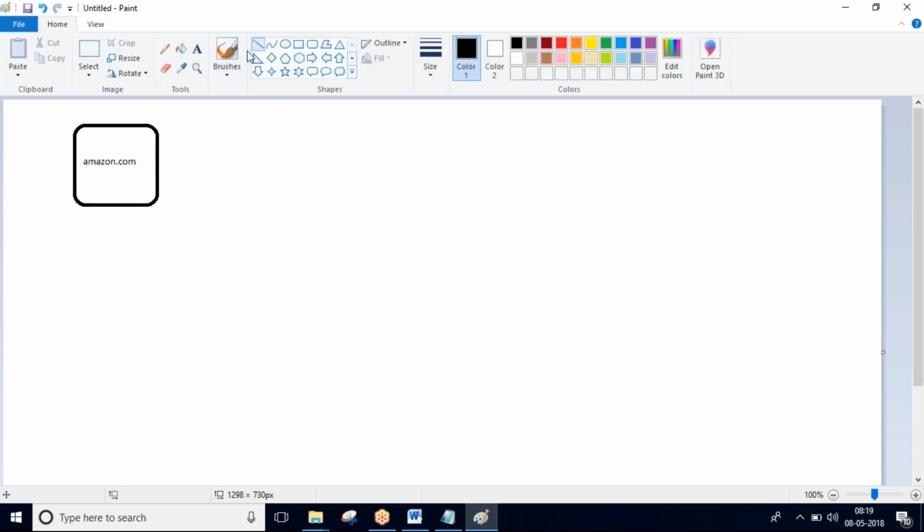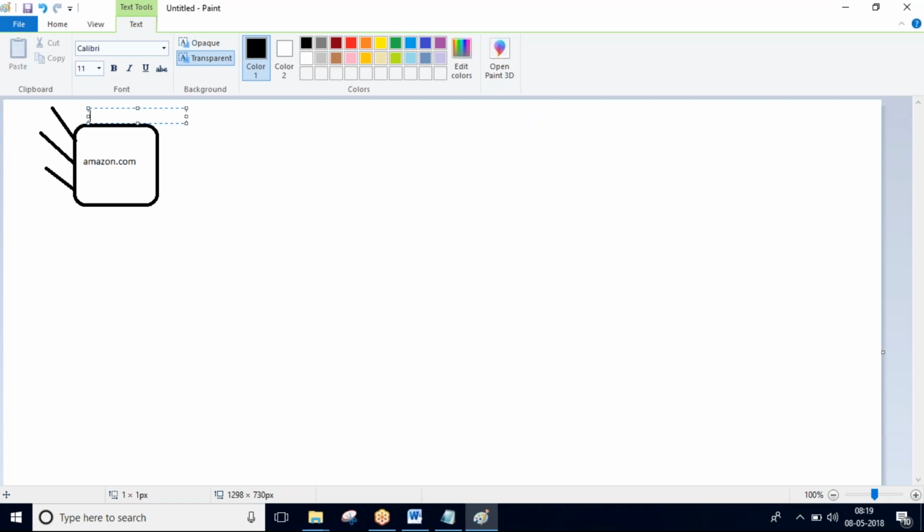So each and every day there may be millions of transactions happening. All those millions of transactions will get recorded in the Amazon.com application. So this application I call an e-commerce application.